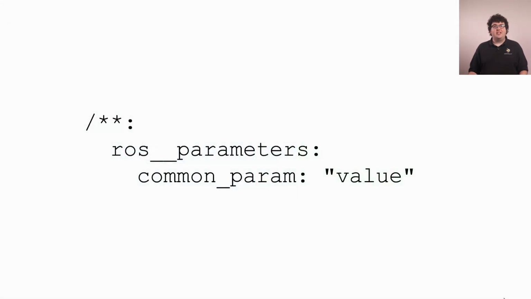There's one more thing for us to cover about parameter files. If you ever see a parameter file that matches this pattern, this means that the parameters in this section will apply to any node that loads this file, regardless of the node's actual name. This is a wildcard pattern that makes it easy to set common parameters needed by multiple nodes.